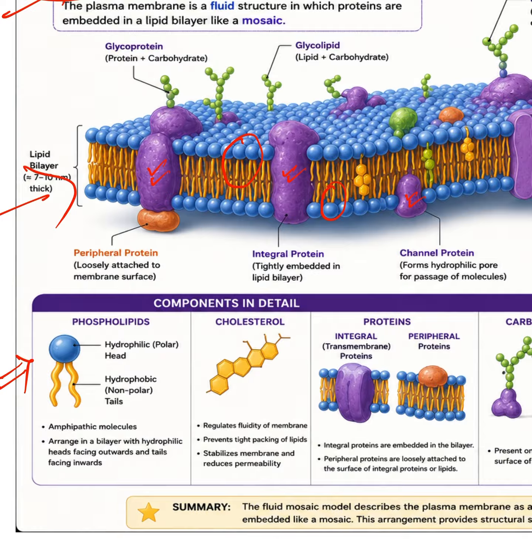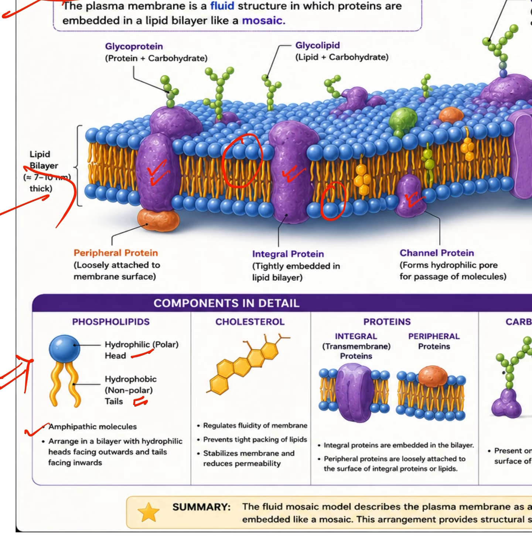Now what is the structure of the phospholipid? Look here. The phospholipid has a polar head, which is called the hydrophilic head, and a hydrophobic tail, which is made up of fatty acids. It's an amphipathic molecule and arranged in a bilayer. You can see the bilayer, right? Polar and non-polar, with hydrophilic heads facing outwards and the tails facing inward. So that is the basic structure of the phospholipids: hydrophilic head towards the outside and hydrophobic tail towards the inside.